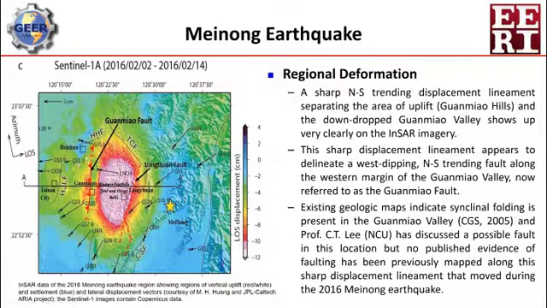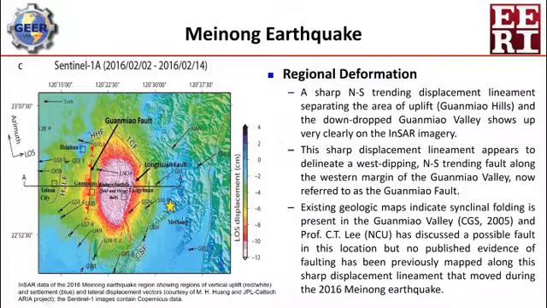So this is an image of that Sentinel data blown up here. And what we're seeing is a very striking north-south trending lineament with uplifted Guanmiao hills to the west and then the western foothills fold and thrust belt to the east. And so this is suggesting we have a west-dipping fault that's controlling some of that deformation. This fault was previously unrecognized. We're calling it the Guanmiao fault.